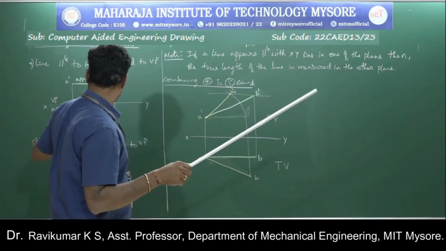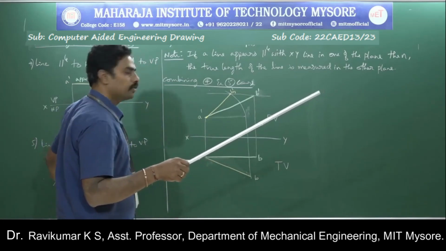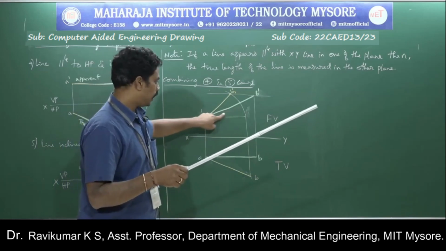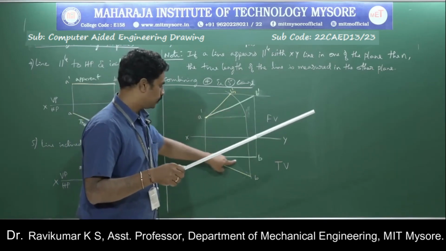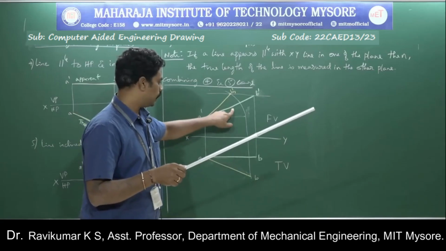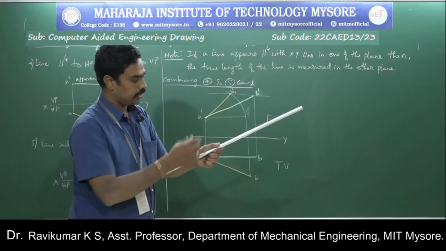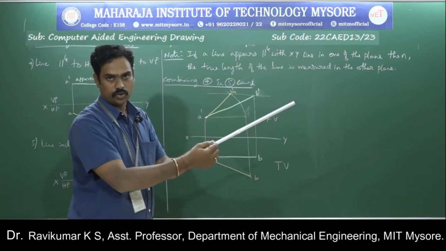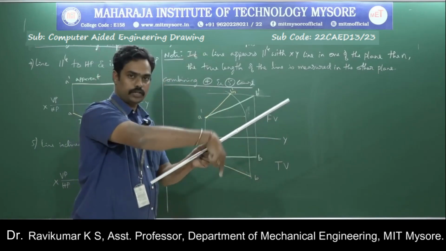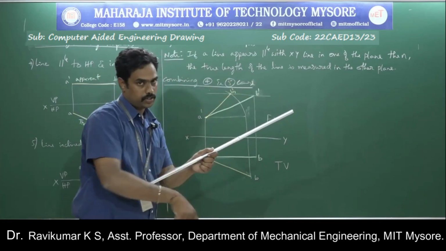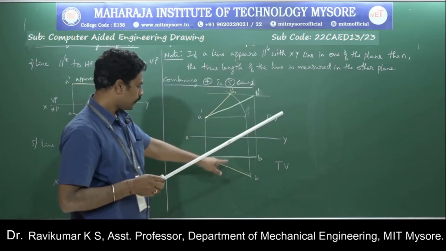Parallel to VP and inclined to HP is the fifth case. That is what is written here. It is inclined to HP and parallel to VP. This is the true length and this is the apparent length. Why true length? Because it is parallel to VP, you can get the true length. Since it is not parallel to HP, in the top view it appears parallel to the XY line.